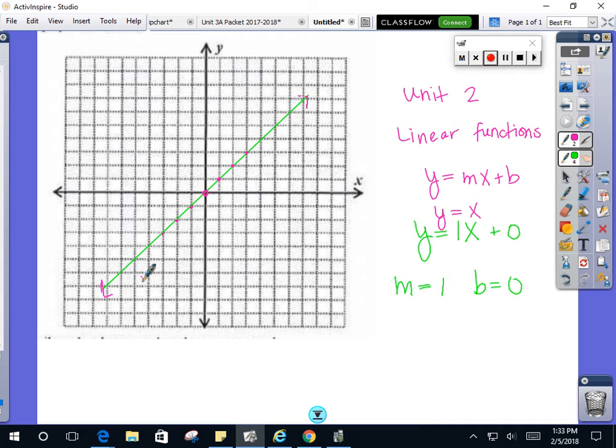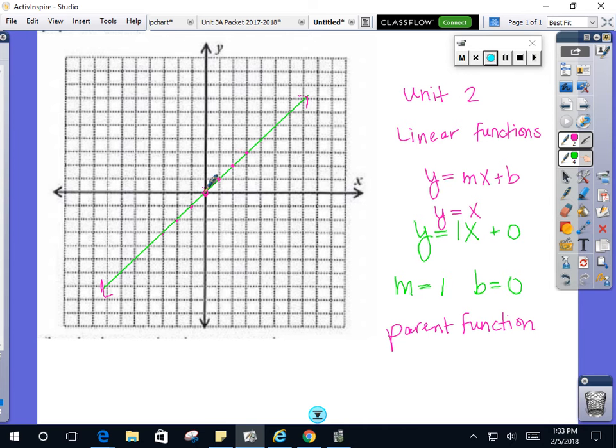Now, that has a name. It's called the parent function. Okay, parent function. It's just basically like, you all know what a linear function is. This is the original linear function. It's called a parent function.